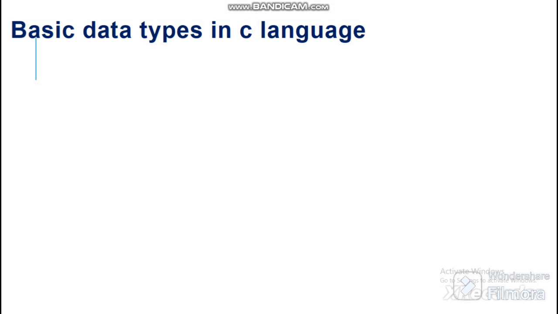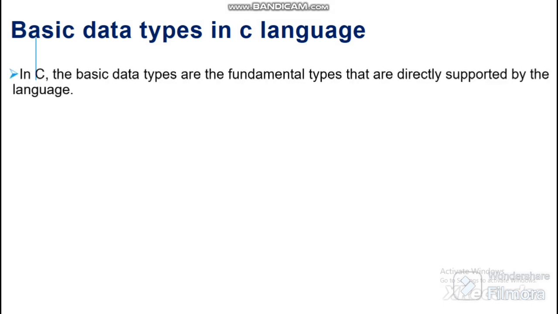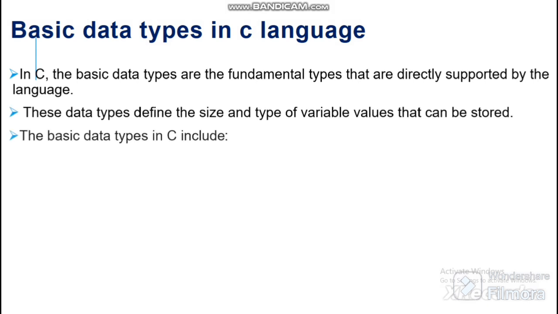In this video, we are going to discuss basic data types, or fundamental data types, in C language. In C language, the basic data types are the fundamental data types that are directly supported by the C language. These data types define the size and type of variable values that can be stored.